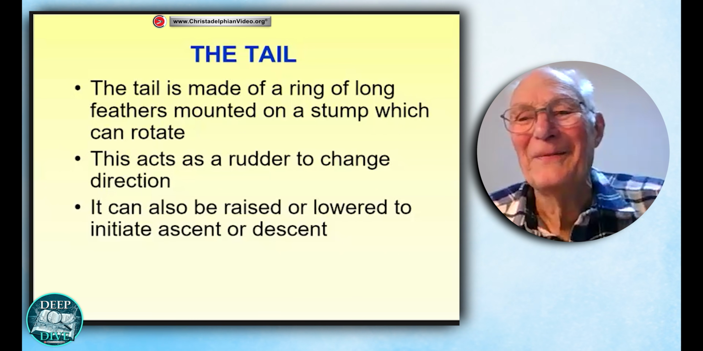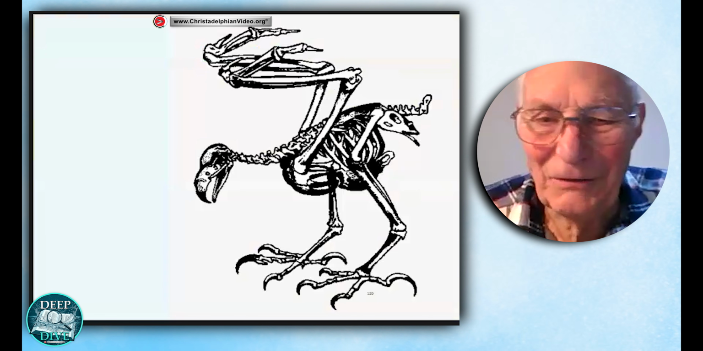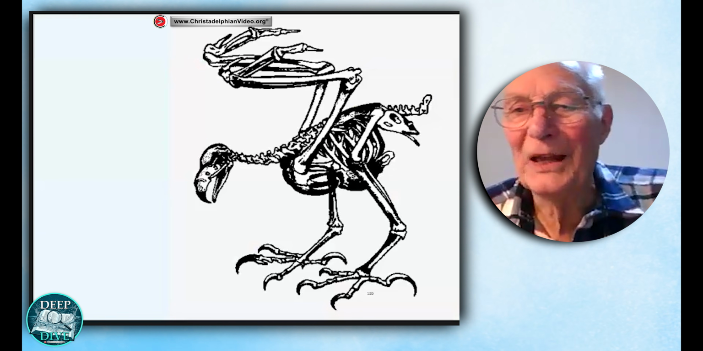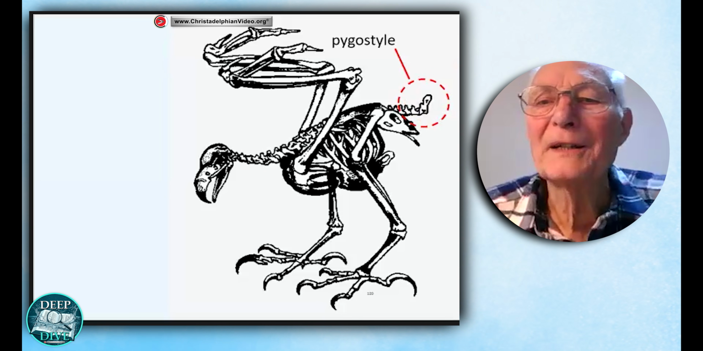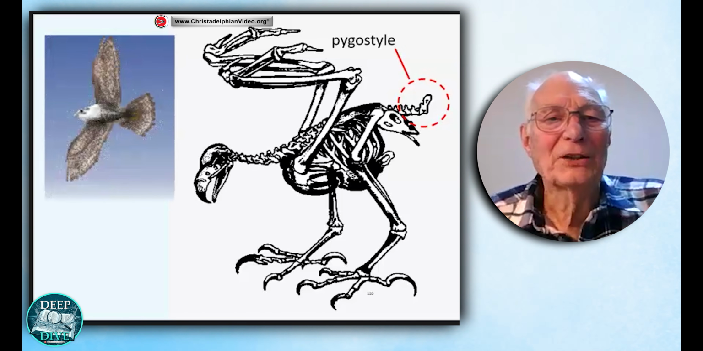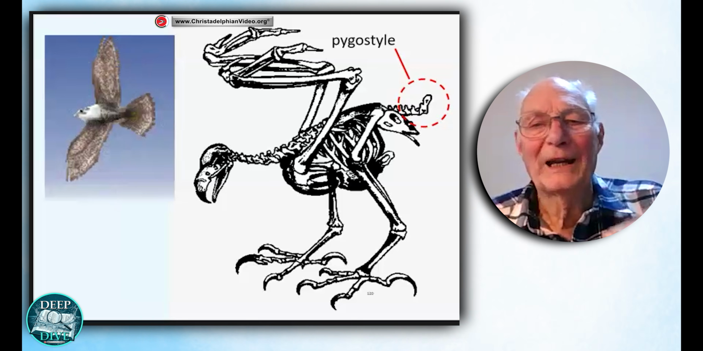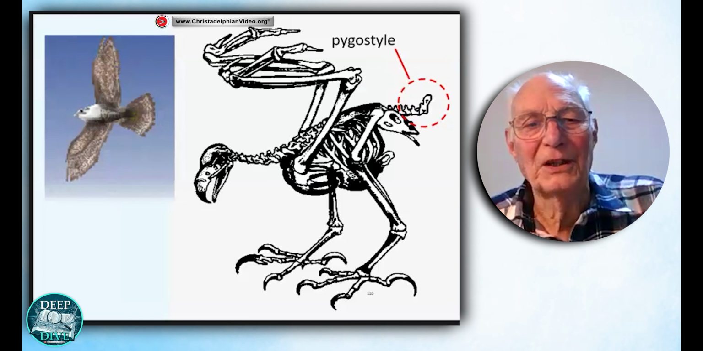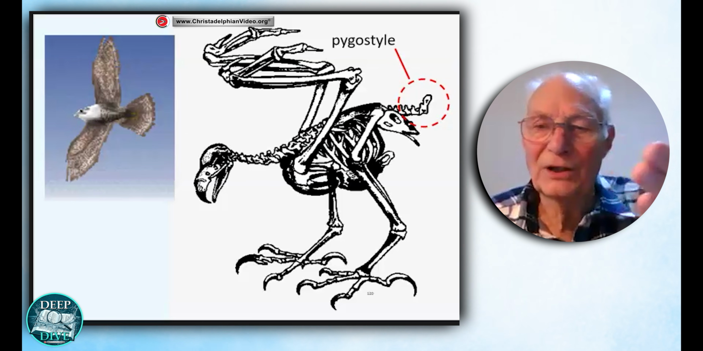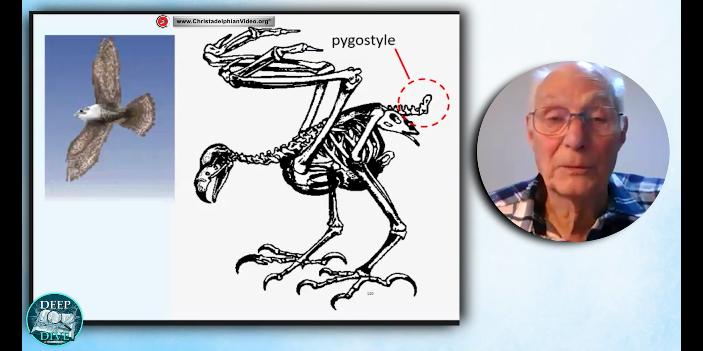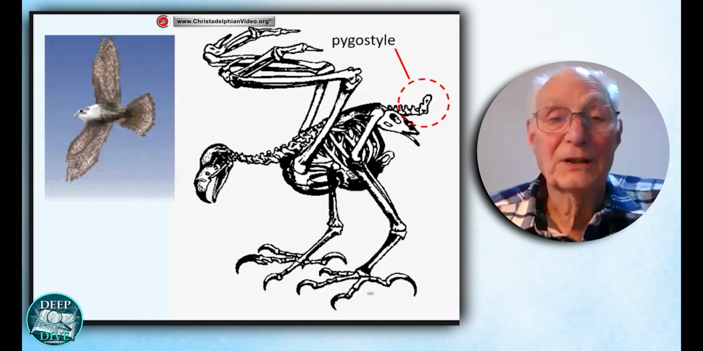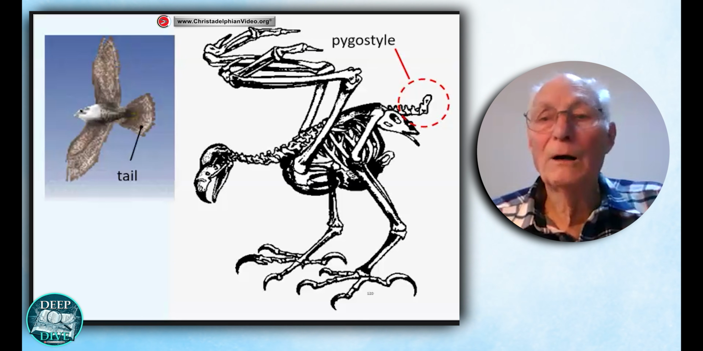it's coming downwards. There's a skeleton of a bird, 120 bones there. But look at the back end of it, the pygostyle, as it's called. That's where the tail is. And that's where you have this fan of feathers that can be lifted up or down and turned sideways as well to change direction. Okay? That's the tail of the bird.